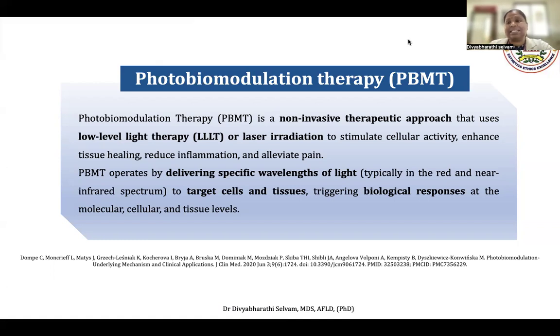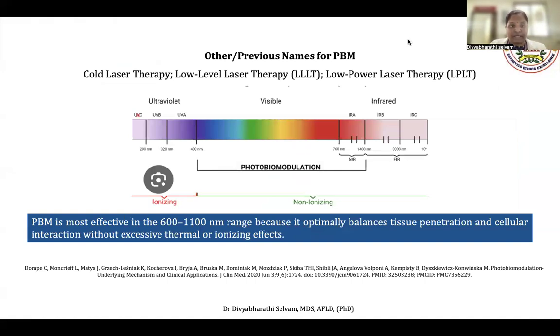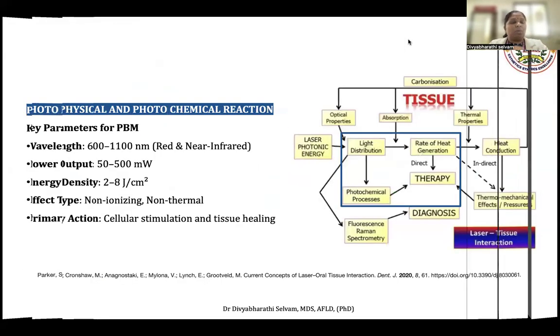when we are using a lower amount of energy, and the key parameters we use for PBM differ from a conventional laser protocol and trigger biological responses at molecular, cellular as well as tissue levels. It was previously known as cold laser, low-level laser, low power laser. As I said, 600 to 1100 nanometers without causing any thermal or ionizing effects. These are the things you need to consider when giving PBM therapy apart from the wavelength. So what are the key parameters?